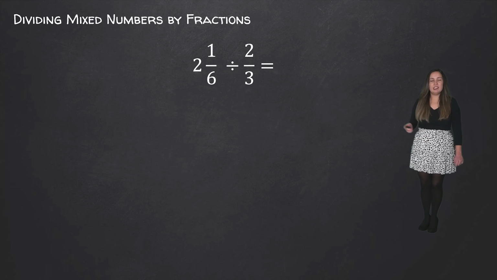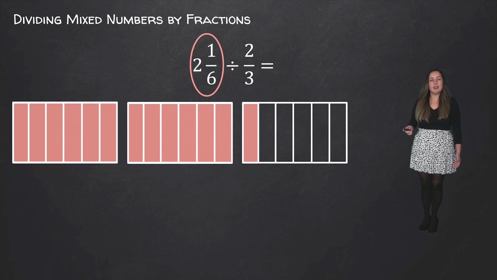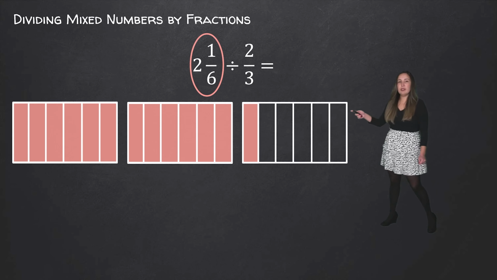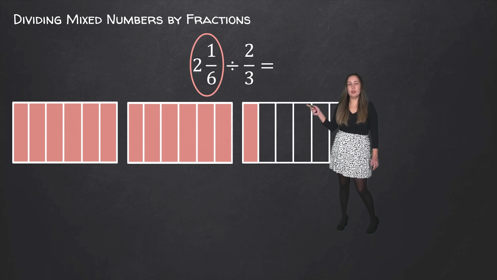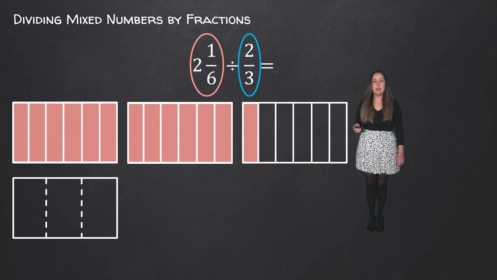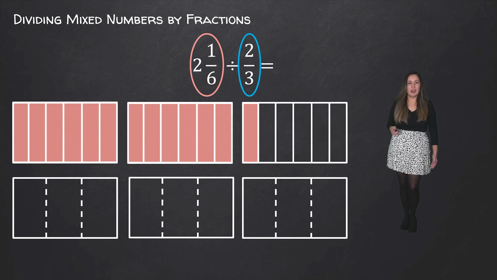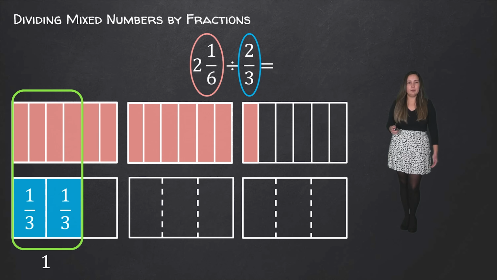And here we have another example, which is 2 1/6 divided by 2/3. First, we have to represent 2 1/6, so 2 whole models, and then 1/6. And then we want to figure out how many times does 2/3 go into 2 1/6. So underneath it, we're going to represent models that are in thirds, all right?